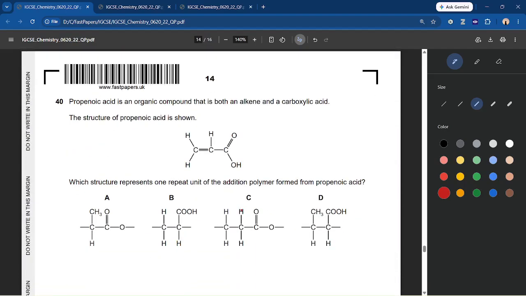And the last one. Propenoic acid is an organic compound that is both an alkene and a carboxylic acid. The structure of propenoic acid is shown. Which structure represents one repeat unit of the addition polymer formed from propenoic acid? So you're going to break this bond. See, you're going to have one that goes up over here, and you're going to have one that is a COOH, and then this, so it's going to be B.